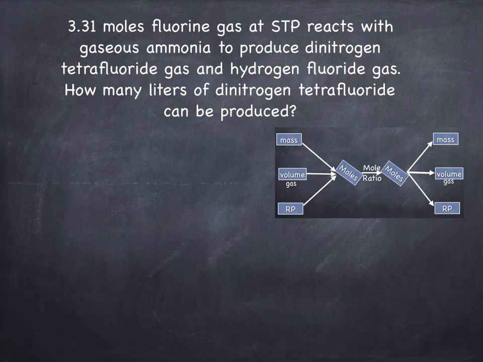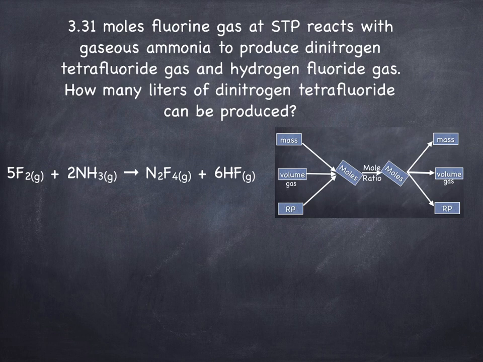Okay, and then if we're working through the steps, we start with a balanced chemical equation. Remember, fluorine is diatomic, so you have to have that F2 there. We identify our knowns and our unknowns. We know how many moles of fluorine we have, and we want to know how many liters of dinitrogen tetrafluoride we're going to produce. Check the map.